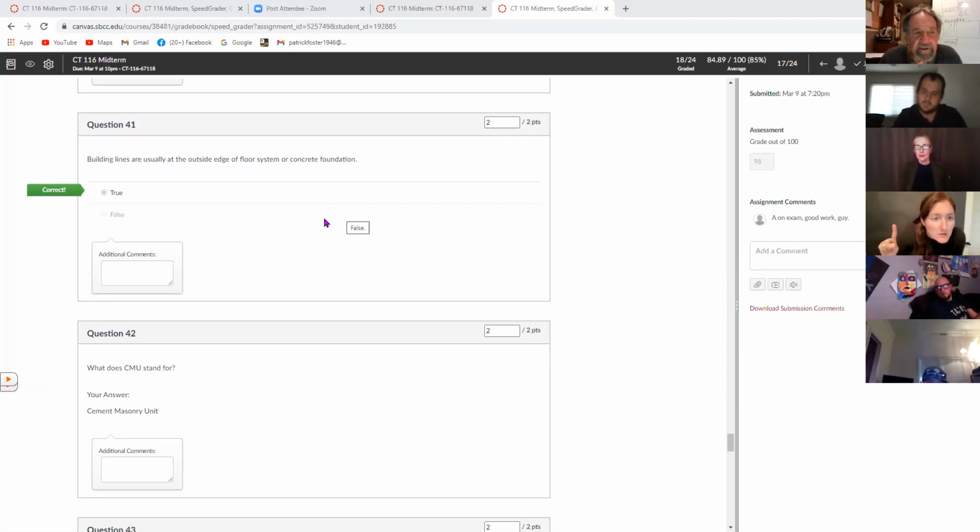Yeah, building lines are usually at the outside edge of the floor system or concrete foundation. I think most of you got this right, but it's a clear question that might not be an easy one to answer. Your book, you don't have the book, that's right. I've talked about it. If you missed the discussion, you might get confused.